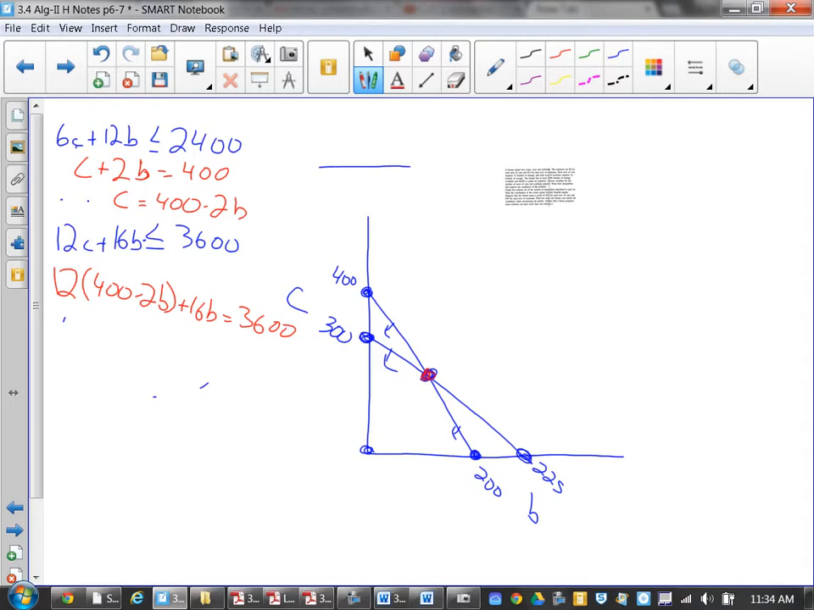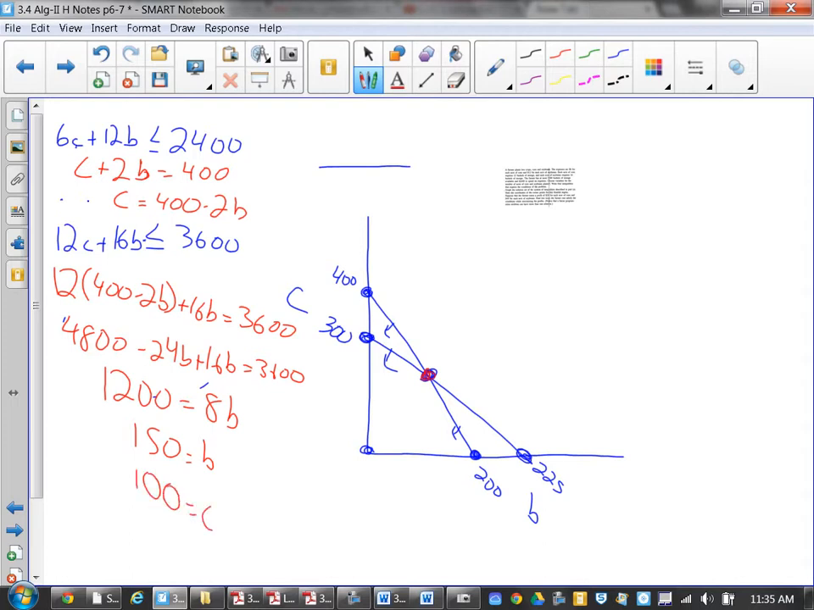Moving stuff around, you get 4,800 minus 24B plus 16B. So 1,200 is 8B. And that's 150? Yeah, 150 of those, that means C is at 100. So there's your ordered pair.